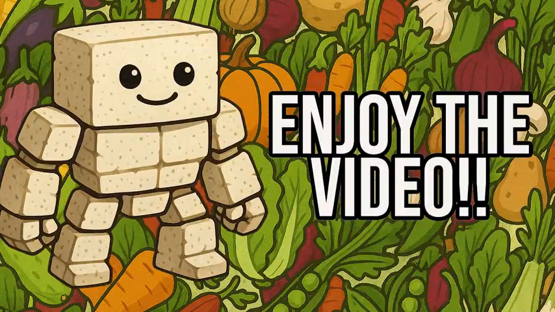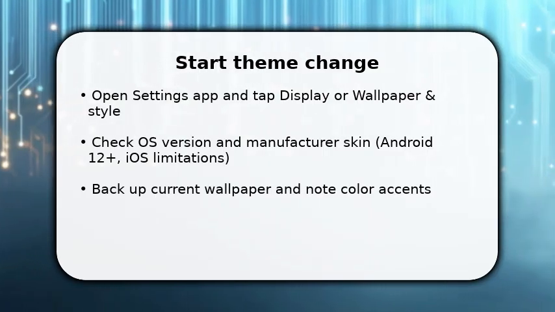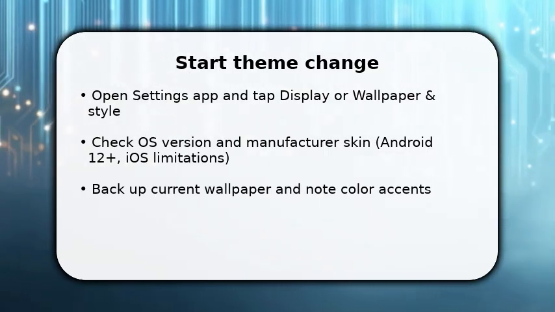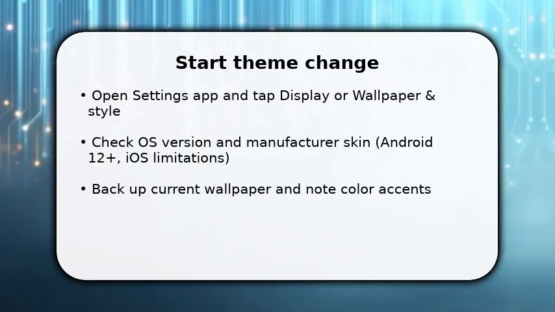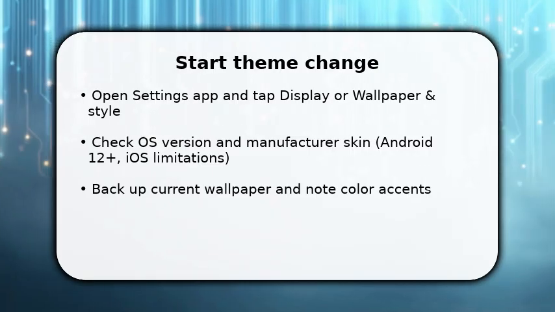You begin by opening Settings and navigating to Display or Wallpaper and Style. This puts you where theme accents are controlled. Once done, confirm your phone OS version and manufacturer skin because options differ.